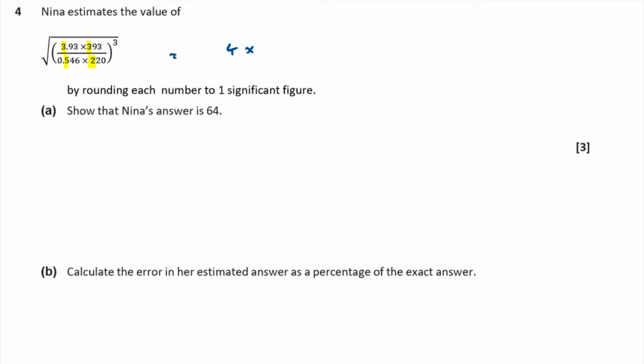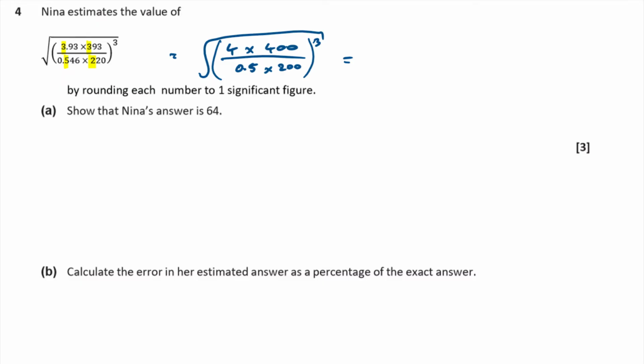Now the 3 in 393 is in the hundreds column. So if I'm going to round that off to one significant figure, that's going to be 400 to the nearest 100. And then in the one underneath, the denominator, I've got 0.546. The 5 is in the tenths column, so I'm going to need to round off to the nearest tenth, which is 0.5. And then finally, the first significant figure is in the hundreds column, so I'm going to round off to the nearest 100. That is 200. Okay, so that is what the numbers are rounded off, and then I need to cube that and then square root it, don't I?